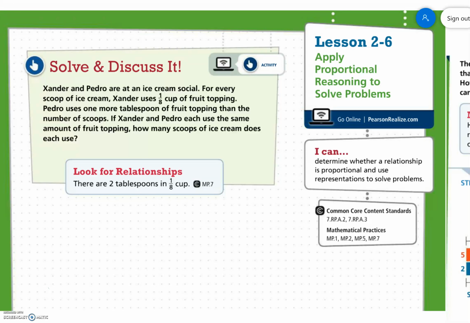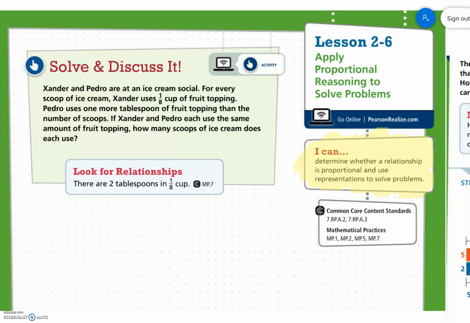Hi, 7th grade. Welcome to lesson 2-6, Apply Proportional Reasoning to Solve Problems. This is also the last lesson of the topic. By the end of the lesson, I want you to be able to say, I can determine whether a relationship is proportional and use representations to solve problems. Let's solve and discuss it.